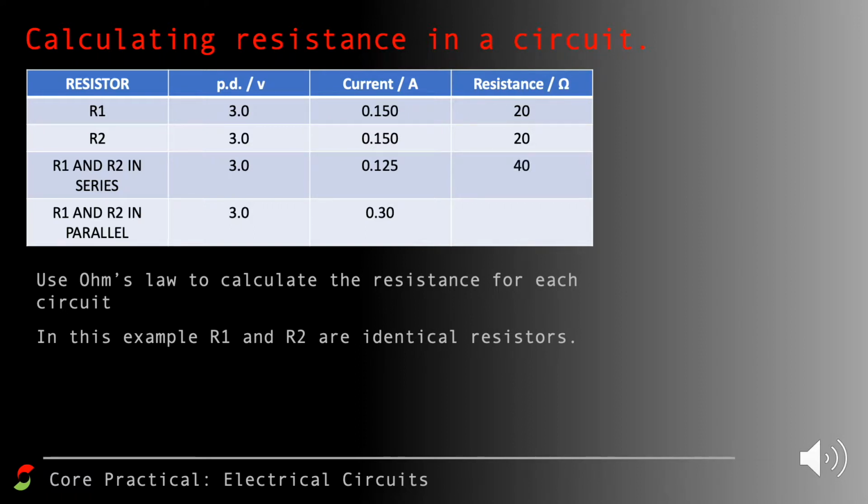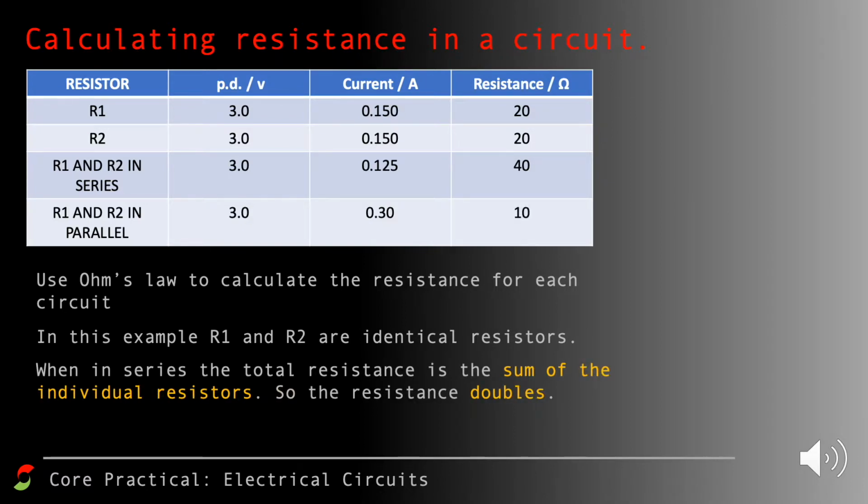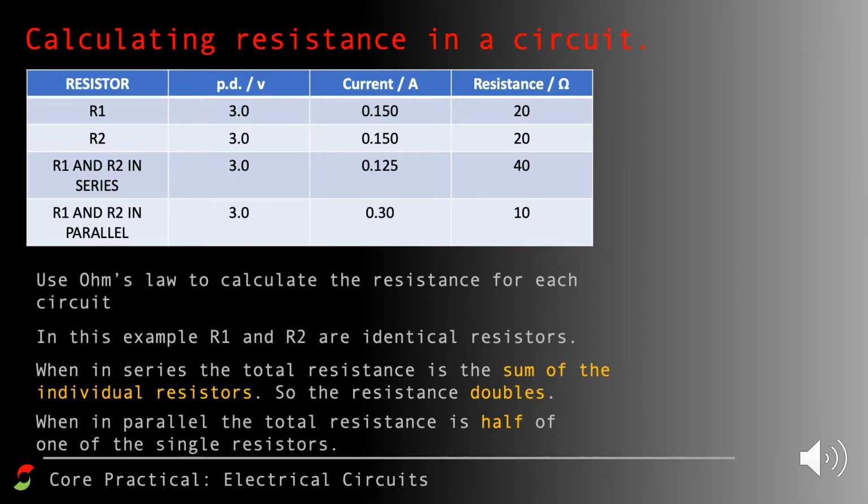And calculating it for R1 and R2 in series, we get 40. So if we look at that a little bit carefully, when you place R1 and R2 in series to get 40 from two 20 ohm resistors, that's the sum of the individual resistors. So when in series, it looks like the total resistance would be the sum of the individual resistors. So let's have a look at the result that we get in parallel, which is 10. So 10 is half of 20. It looks like by adding two resistors R1 and R2 in parallel, we've actually halved the resistance.